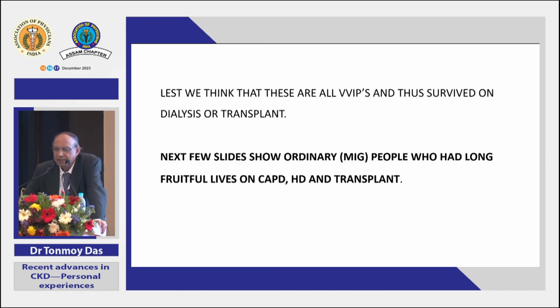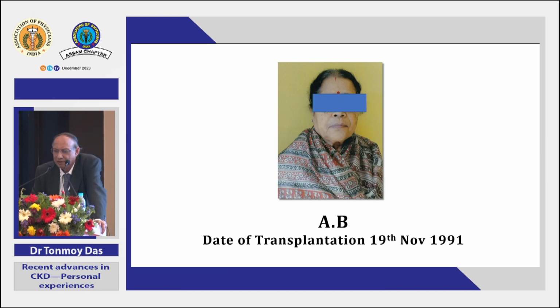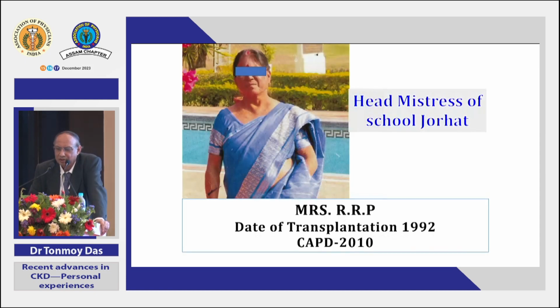Now we think that these are all VIPs and thus survived on dialysis or transplant because money was not a concern. But let us see the next few slides. This lady was seen by me in 91 with renal disease, and subsequently underwent transplant in 91. Today, 33 years later, she has a creatinine of 0.8, and she came to me the day before for a routine checkup. 33 years after transplant, she's in front of you.